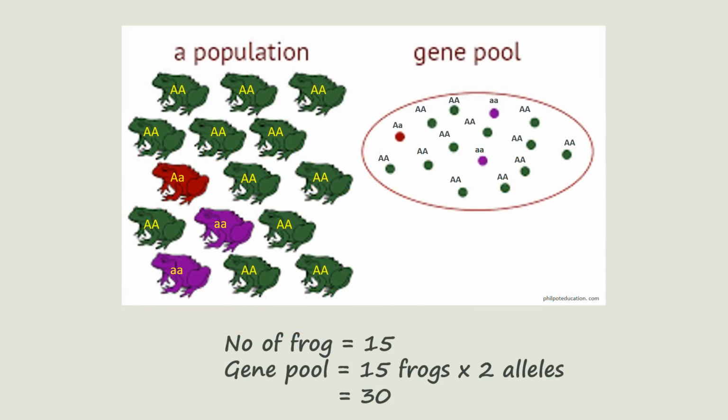This diagram shows the population genetics and its relation to allele frequency. On the left is the population of 15 frogs, and on the right is the gene pool for this population. Each frog has two alleles for particular characteristics, for example, skin color. So, for the gene pool of this frog population, there are 30 alleles.